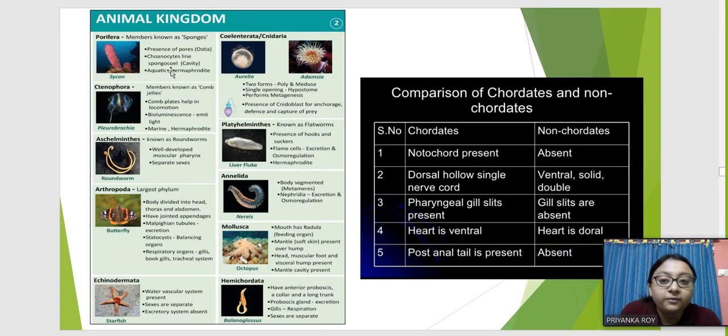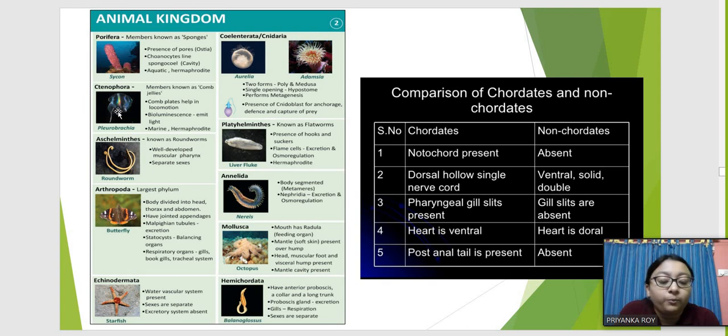So for that, giving a quick recap, Porifera are the members known as sponges, and they have pores in their body which are called ostia, and they act like channels. So water enters through these pores and comes out through the large pore called osculum. And these sponges have a body cavity which is known as spongocoel, and this spongocoel is lined by cells called choanocytes. So an example is Scypha.